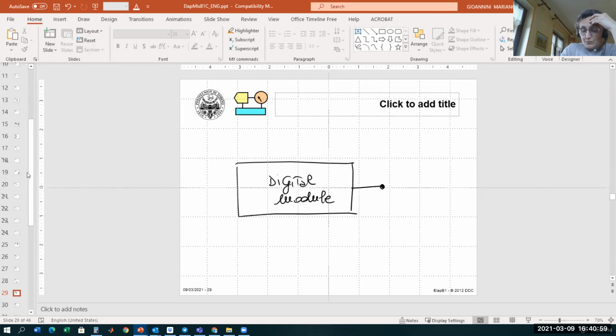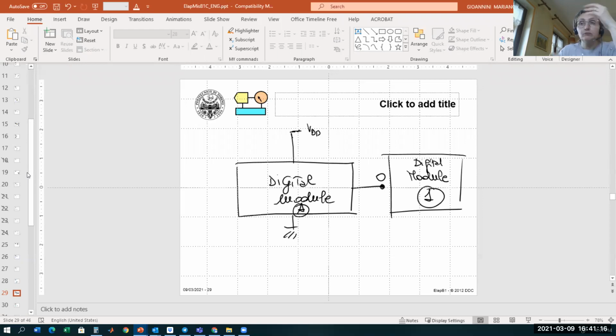You take the output and you connect this output to another module, another digital module. This is module A, this is module 1. Both can be very complicated.